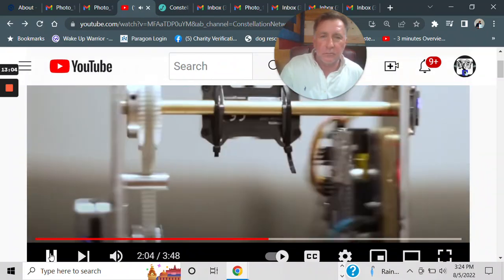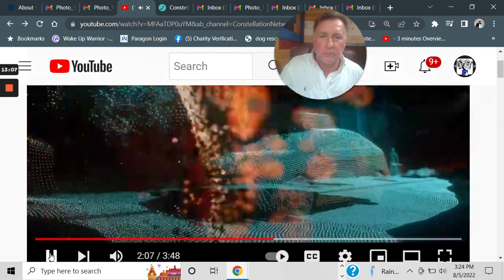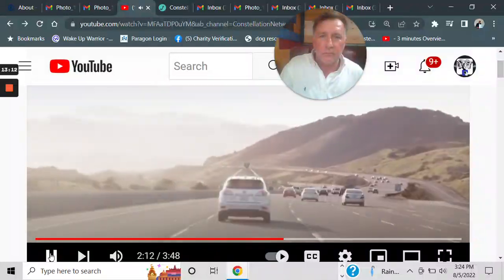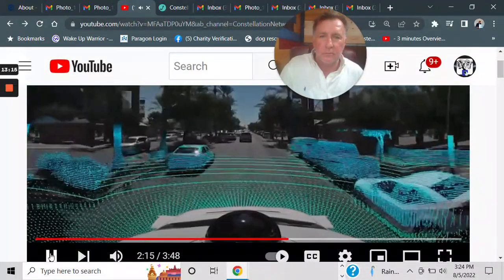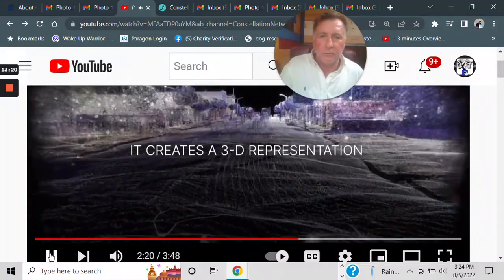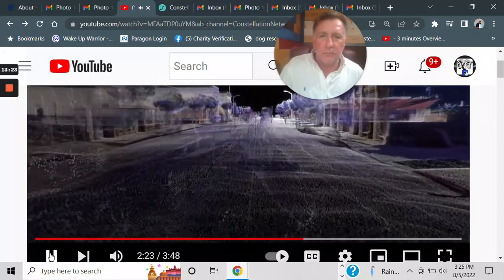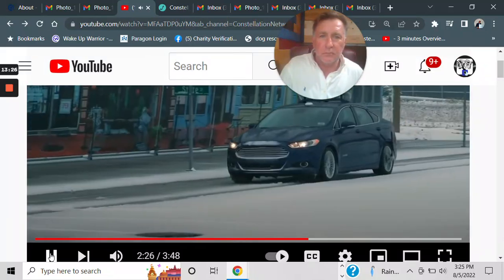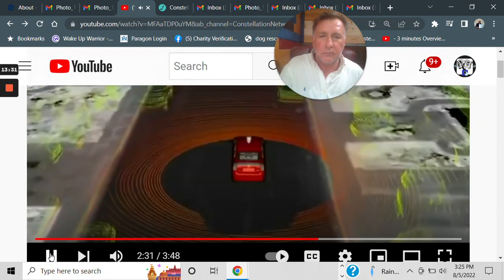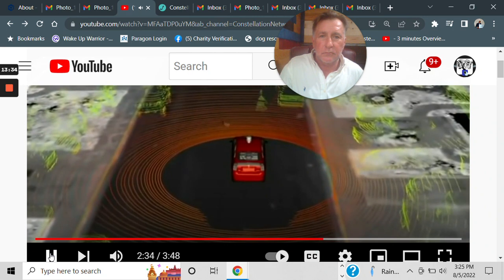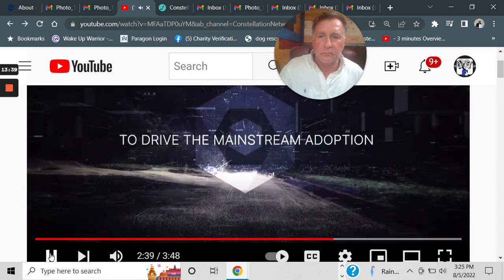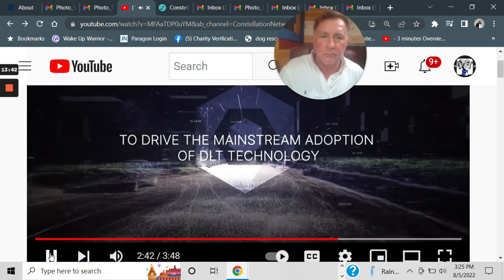Constellation's DLT also secures the data produced by one of the core AV components, the LiDAR sensor systems. LiDAR is an active remote sensing method for measuring distances to objects such as other cars and obstacles on the road. It creates a 3D representation of the environment around the AV. LiDAR sensors are essential for the safe operations of autonomous vehicles. LiDAR data allows AVs to make quick decisions to prevent accidents from occurring. This technological development ushers in a new chapter in Constellation's mission to drive the mainstream adoption of DLT technology.